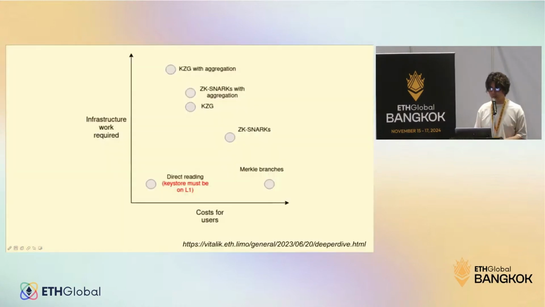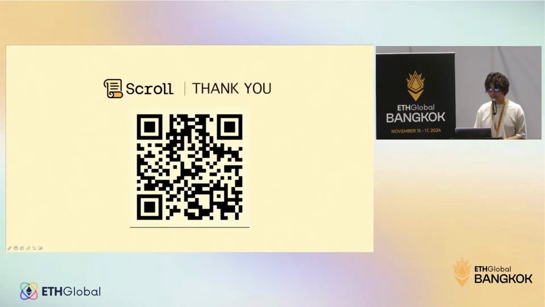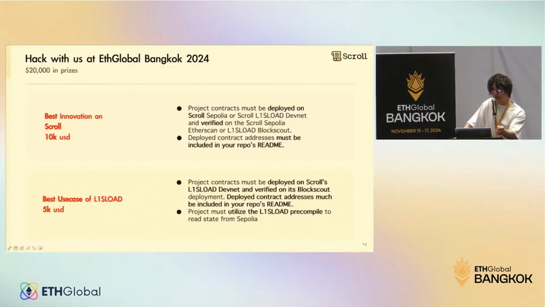So yeah, let's give all of the things out because our time runs out. In ETHGlobal, we have provided 2 bounties related to L1SLOAD. First is best innovation on Scroll. It provides a maximum of 10K USD as an entire prize pool. If you have deployed your smart contract which integrates with L1SLOAD on Scroll DevNet, you will have a chance to win that bounty.